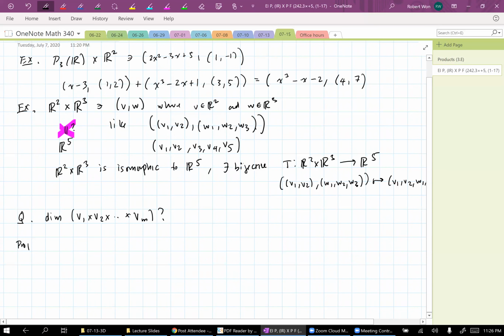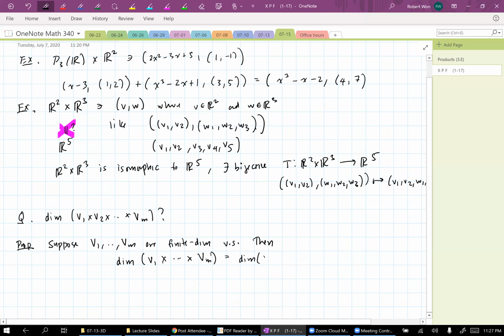So I'll state it as a proposition and then give at least a proof sketch. Suppose that V1 to Vm are all finite dimensional vector spaces. Then the dimension of the product is equal to the sum of the individual dimensions. In particular, I should mention that this says that the product is finite dimensional because it has a dimension which is a finite number.